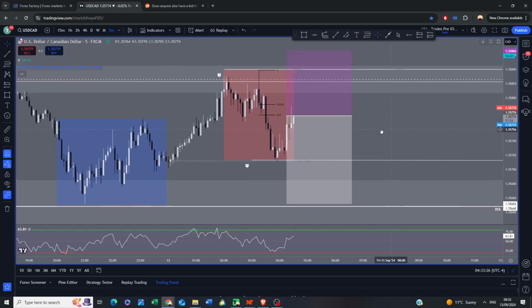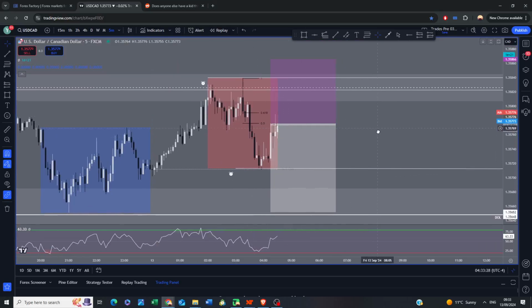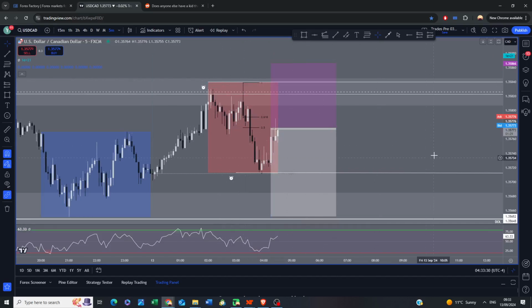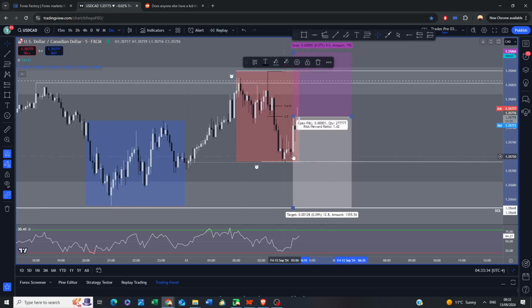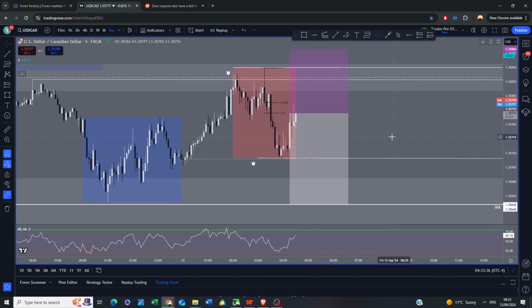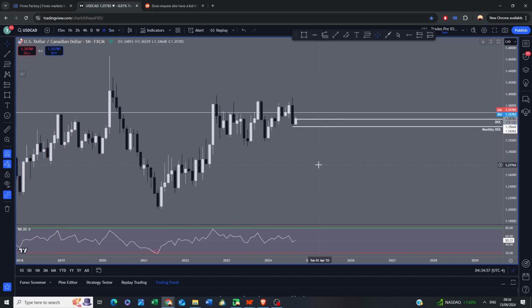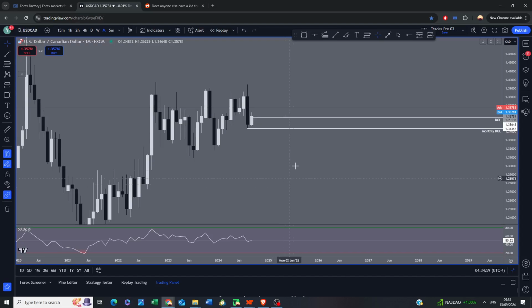I've taken a short on dollar CAD at this 50% retracement, expecting price to come down to this drawn liquidity down here. Ideally, I would probably take target one at this low and then move stops to break even and then let the trade play out.